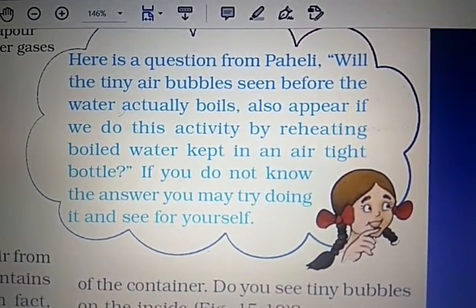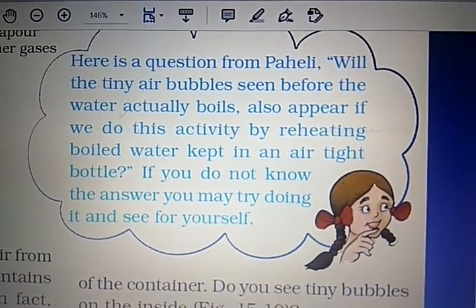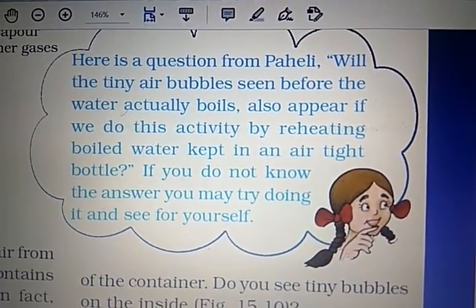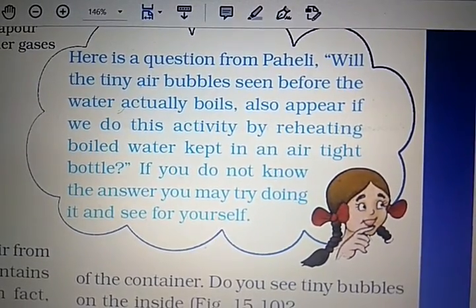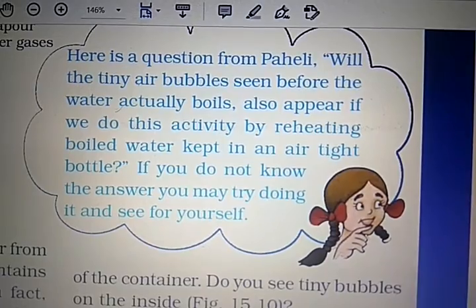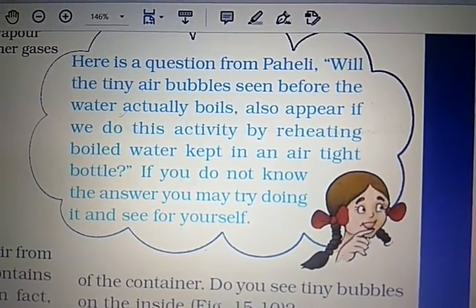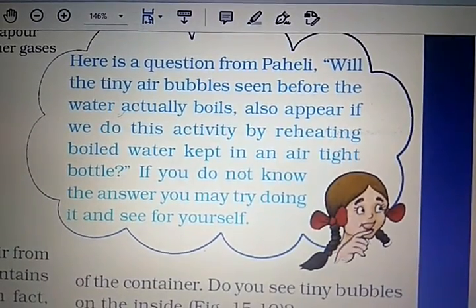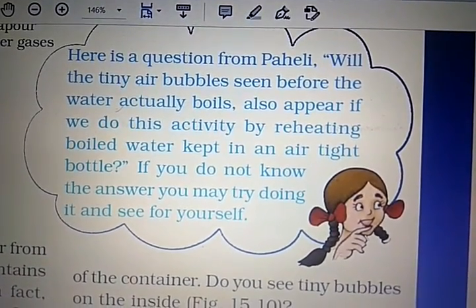So here is the question from Paheli. Will tiny air bubbles seen before the water actually boils also appear if we do this activity by reheating boiled water kept in an airtight bottle? If you do not know the answer, you may try doing it and see for yourself.